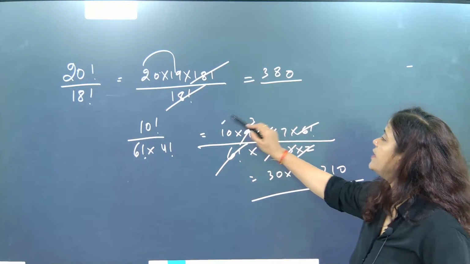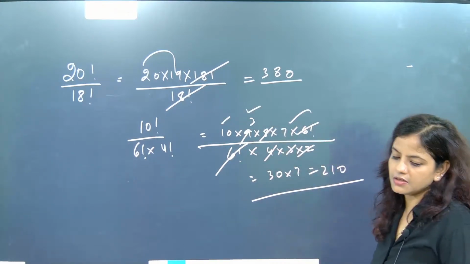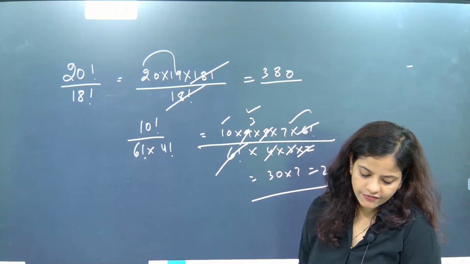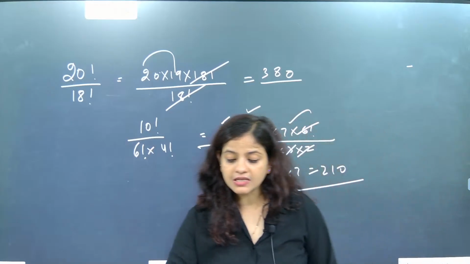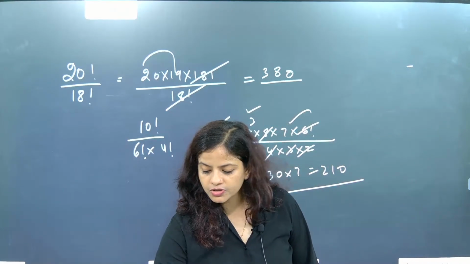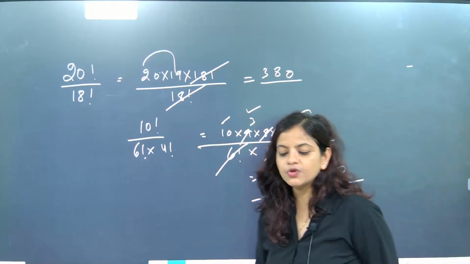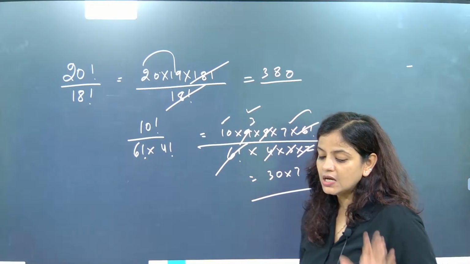So here 10 into 3 is 30, 30 into 7 is 210. Correct. So this is exactly how factorial problems work. If somebody asks you how to solve this kind of question, now we will go for some questions related to factorials and we will solve them.